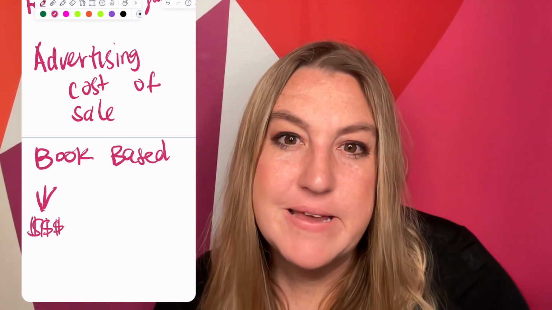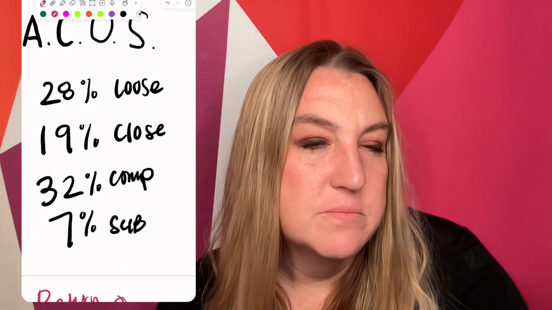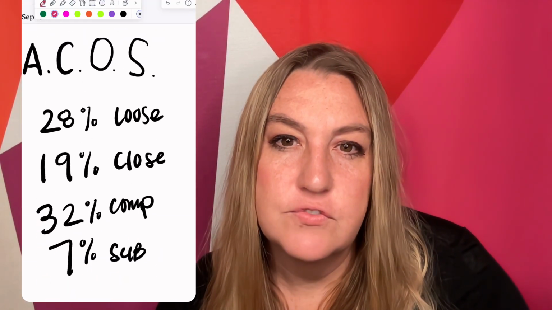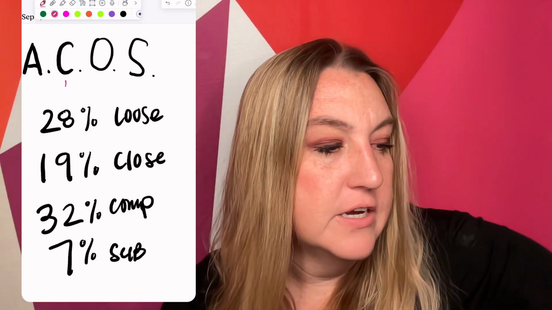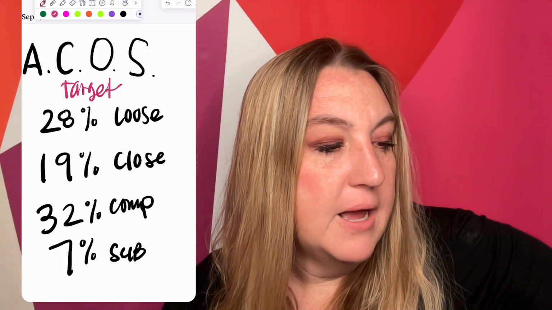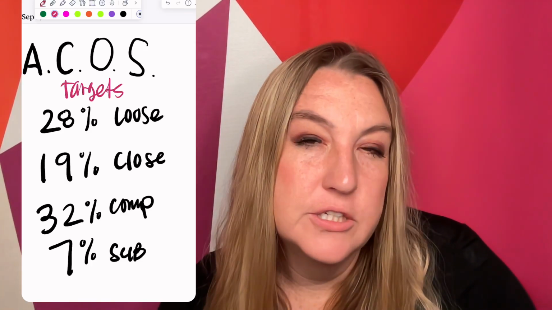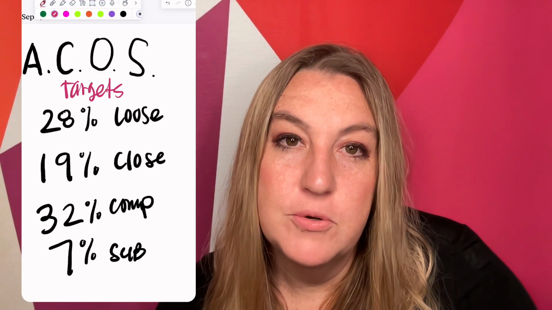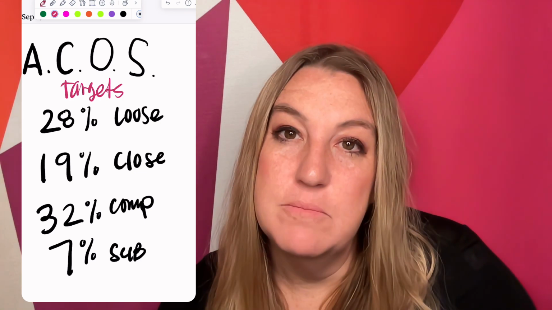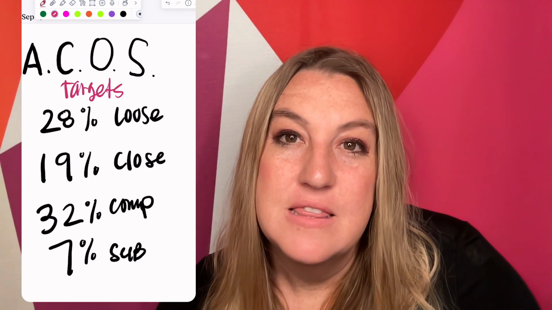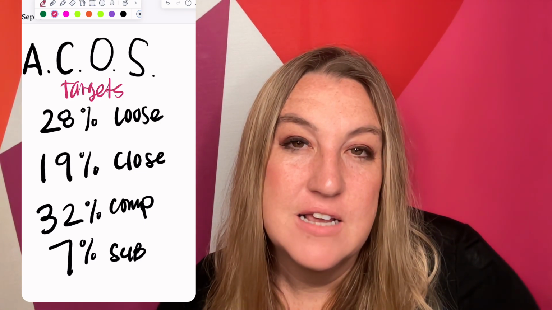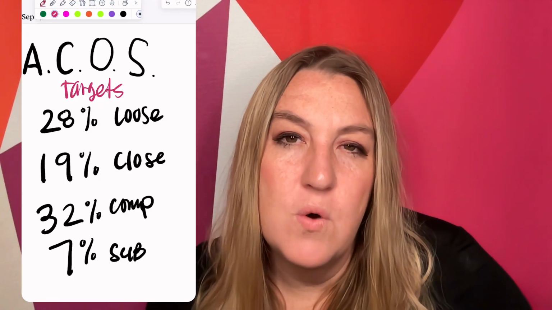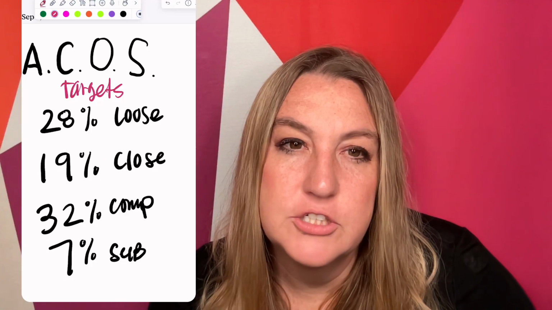In the beginning of this video, I showed you 4 different ACOS, because when you turn on an automatic ad, you get an ACOS for each target. The targets here are loose match, close match, competition, and substitute. When people are not profitable when they're running book ads, they're not paying attention to their ACOS. I wanted to film this video because we've gotten a lot of questions about it.